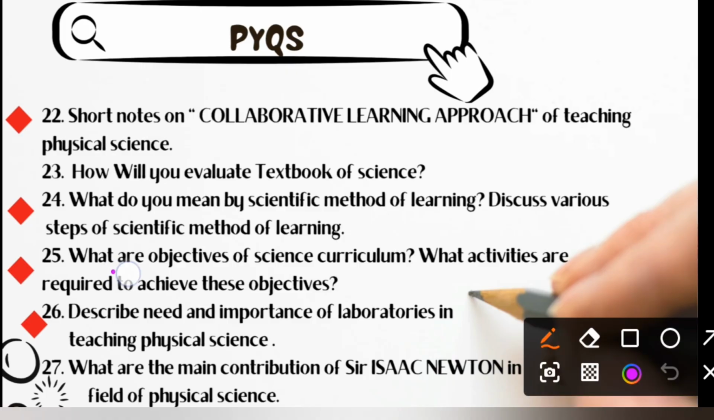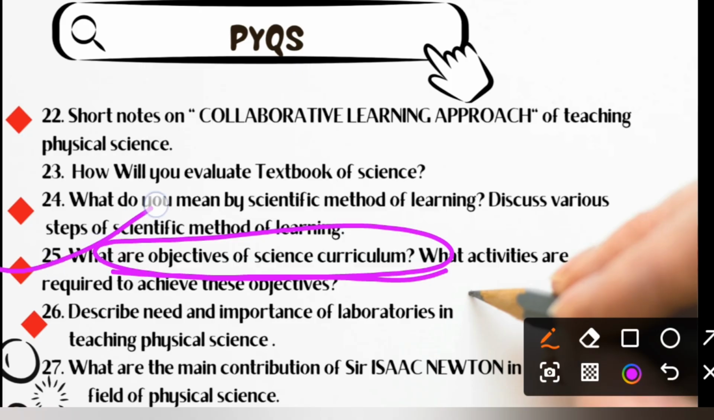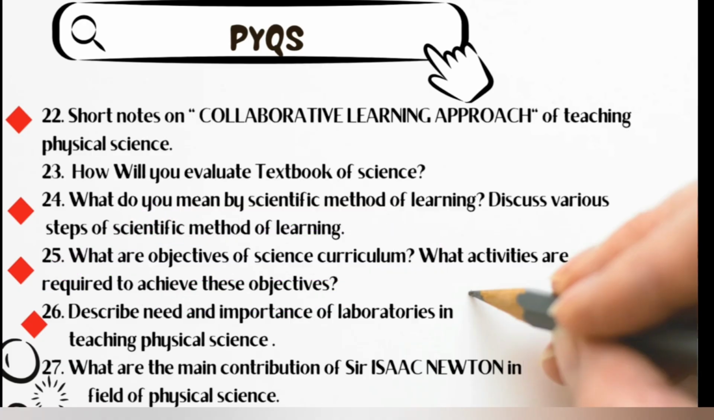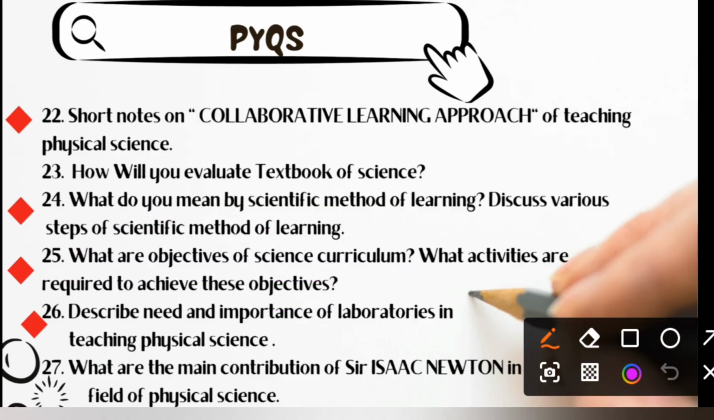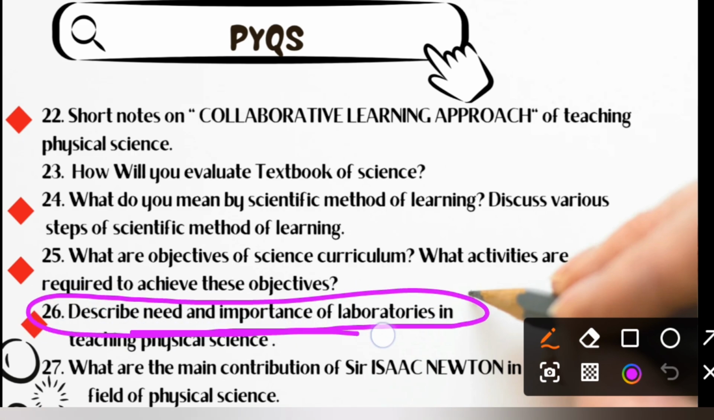Question number 25, what are the objectives of the science curriculum? What activities are required to achieve these objectives? So we have to explain the objectives of the science curriculum and the activities that are required for the achievement of those objectives. Question number 26, describe the need and importance of laboratories in teaching physical science. We have all experienced the need of laboratories in our class 10 and 12, so write in your own words the importance of laboratories and practicals in science.